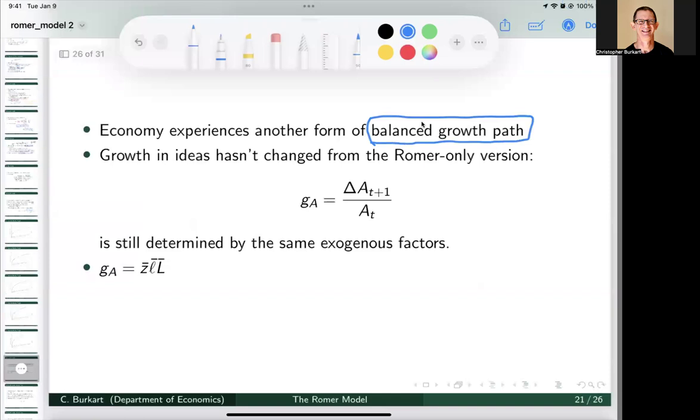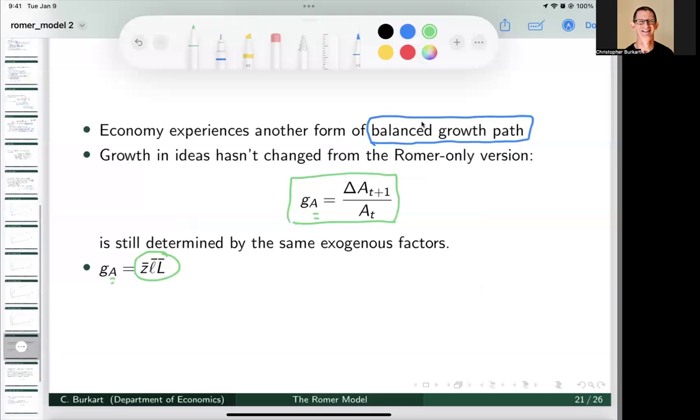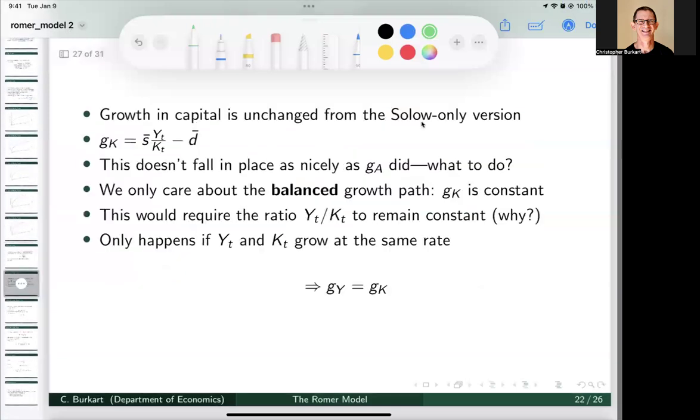So to understand what the balanced growth path is and what it means, let's talk about a few things here. So the growth in ideas hasn't changed, right? This is nothing new. The growth of ideas is still governed by the same mechanism that we set up in the first place. And the growth in ideas, again, you'll notice I changed my notation here a little bit, is determined by those same exogenous factors. So there's nothing new there. What we're interested in is that and the growth in capital.